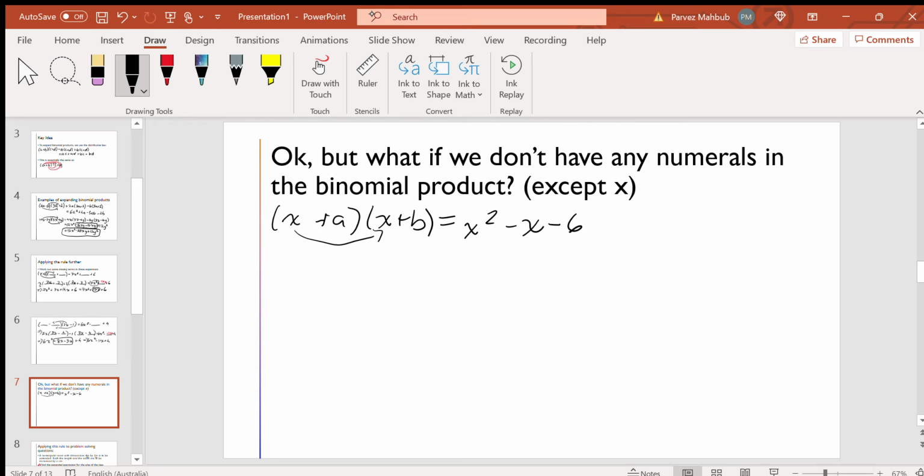So a and b can either be equal to 2 and 3 or 6 and 1. However, they must also add to get minus x. So basically minus 1. And that's how we know that it has to be 2 and 3. Because minus 3 plus 2 is equal to minus x.